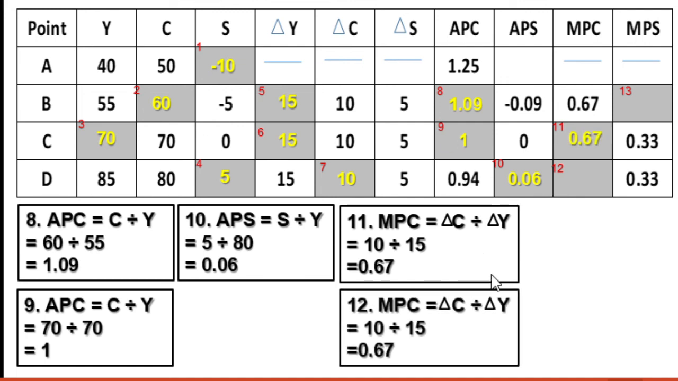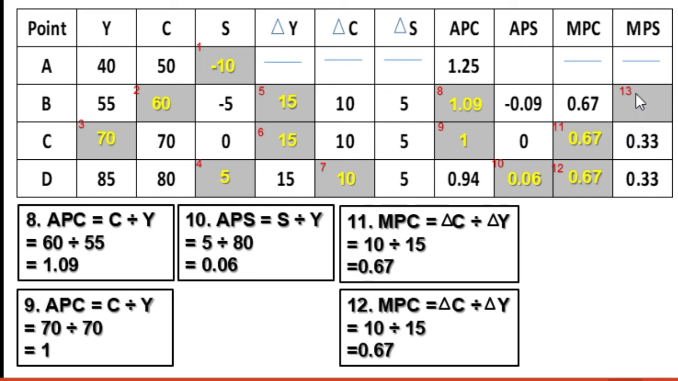Next, we have number 12, same missing data, which is MPC. We will look for the change in consumption divided by the change in income. So we have 10 divided by 15, which is our income for point D. So we will get 0.67.